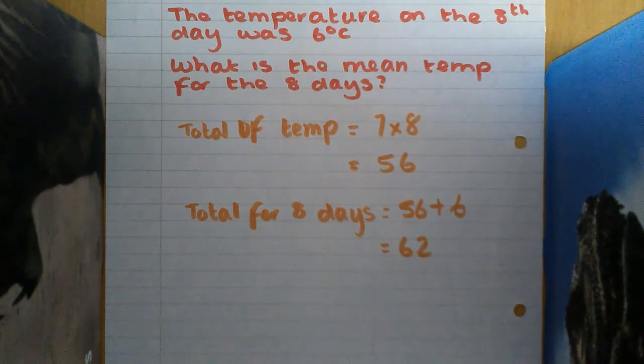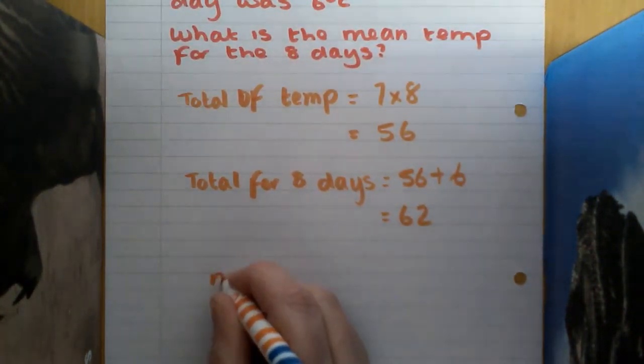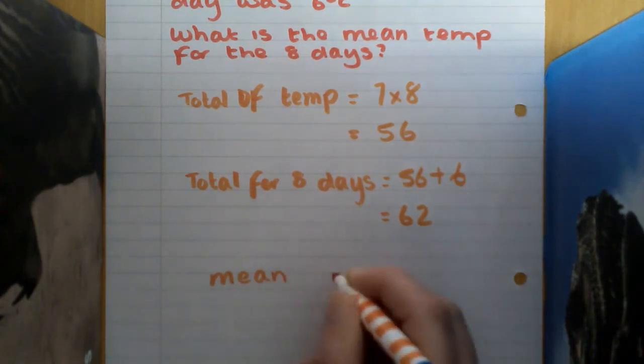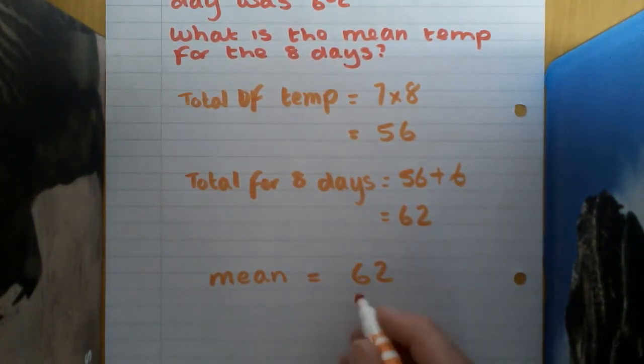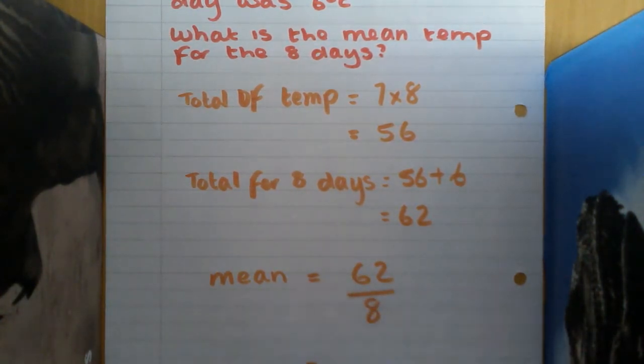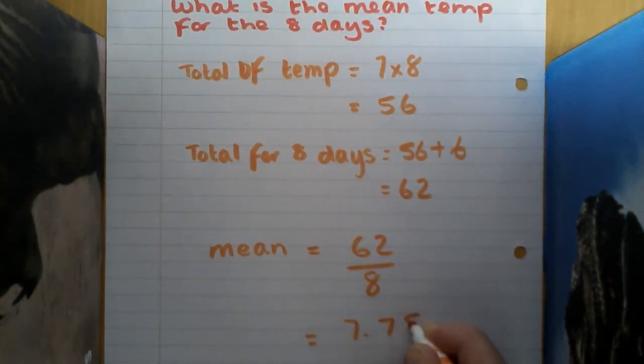Okay, so if I want the mean for those 8 days, now I know what the total is. The mean is going to be 62, because that's the total, divided by 8. So 62 divided by 8 is 7.75.